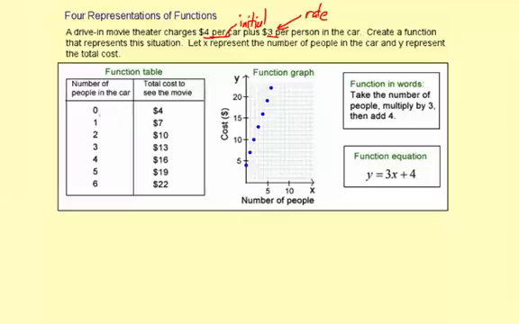Okay, function table. Let's see. Number of people in the car is 0. Total cost of the movie $4. That's great if your car wants to watch the movie, but that's not really a realistic situation. I mean, who's going to park their car and then pay $4 and then leave? But anyway, what if you have one person in the car? That would be $7. So that may not be the most economic choice because your car doesn't really enjoy the movie as much as you do, probably, unless it is the movie Cars, and that's a whole other story.